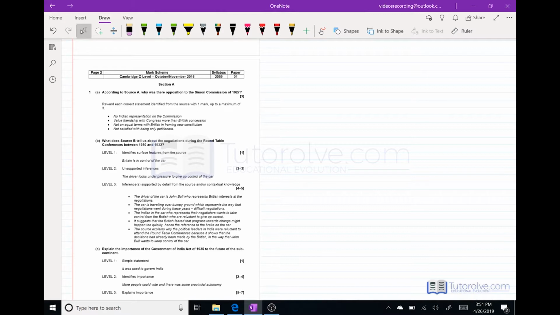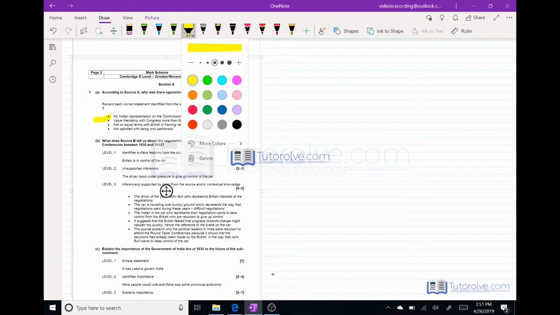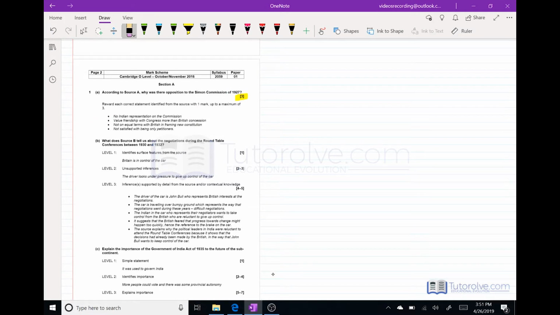Now, here are some of the points which would give the full quota of 3 marks according to the exam. Reward each correct statement identified from the source with 1 mark up to a maximum of 3. So there was no Indian representation on the commission. That's the first one. Then value friendship with Congress more than British concession, not on equal terms, and not satisfied being only petitioners.